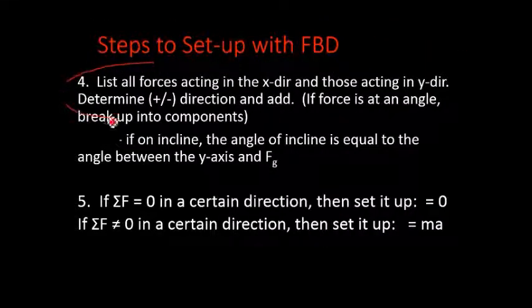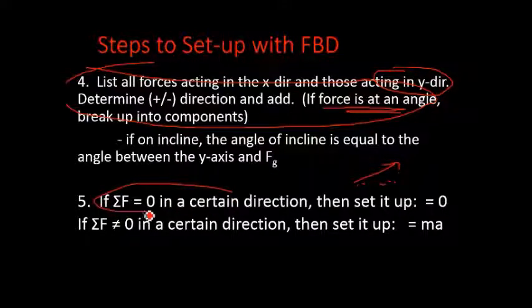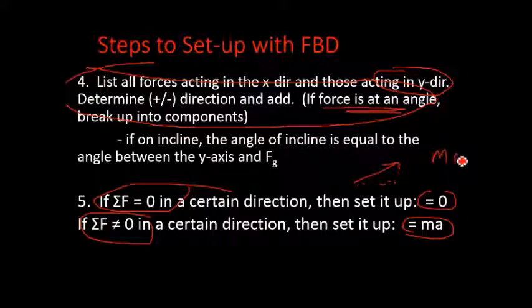What we're going to do is list everything in the x direction, then list everything in the y direction. Sometimes, if something's at an angle, we're going to break it into pieces. If it's off angle, I'm going to break it up into an x part and a y part. If it's 0 in one direction, then it's going to be equal to 0. If it's not 0 in a certain direction, we're going to set it equal to ma, because ma is mass times acceleration, and so you will have some force causing acceleration. So instead of just saying not 0, we're actually going to say ma. We'll use that in our math later.